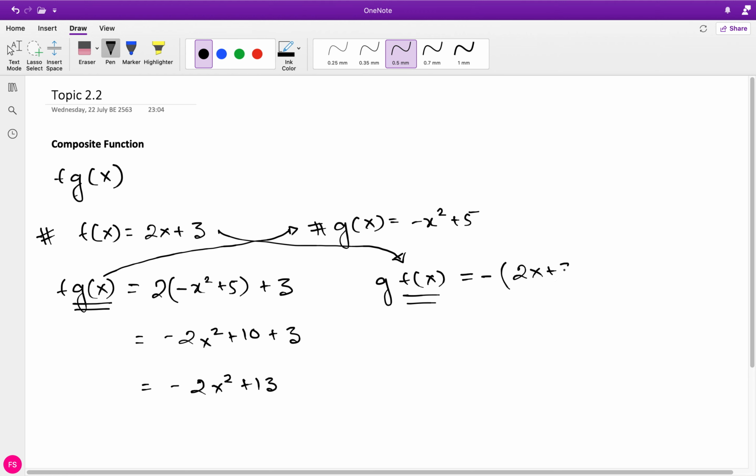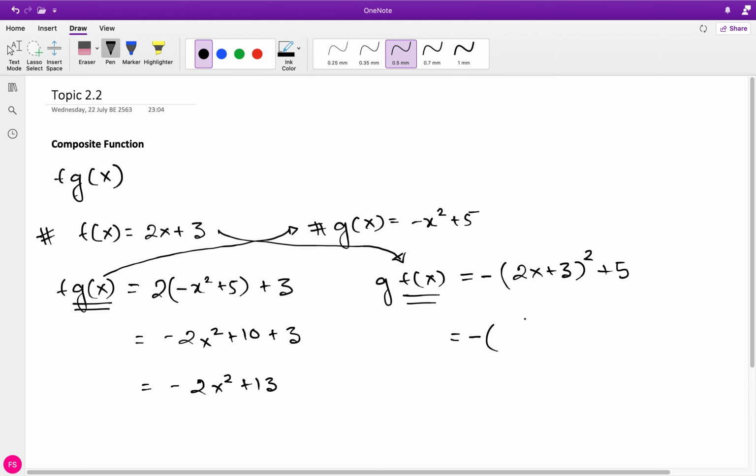Now note something: I'm not including this negative inside, because if you write it like this, negative x squared, it doesn't mean negative x in brackets to the power of 2. It's not that. It's just in front. So I'm going to keep it over here. So this is going to be squared plus 5, and let's break this down.